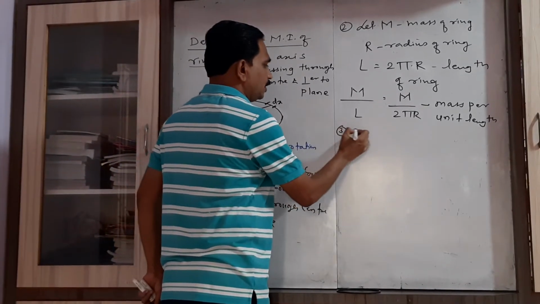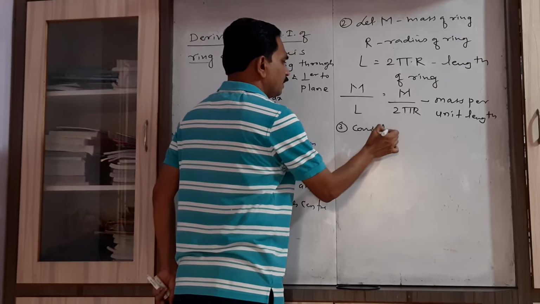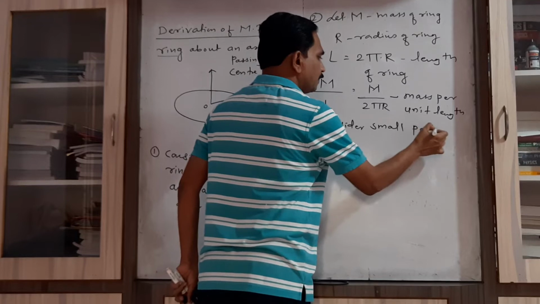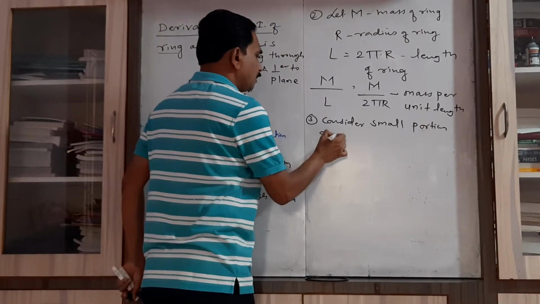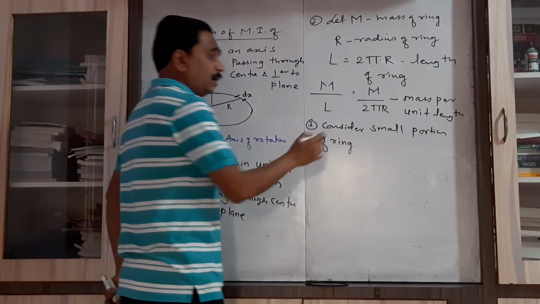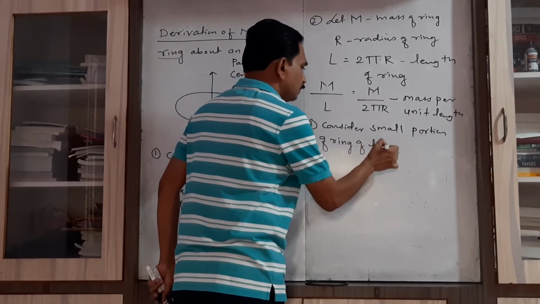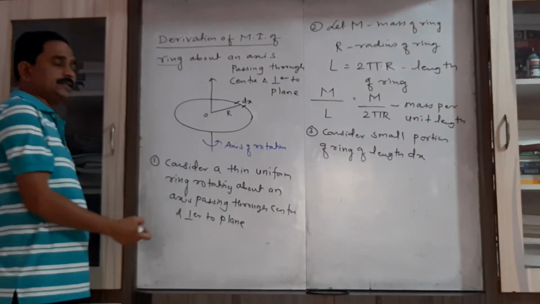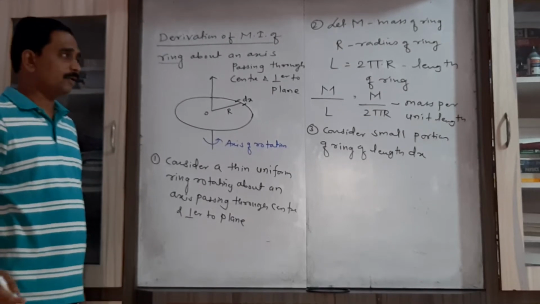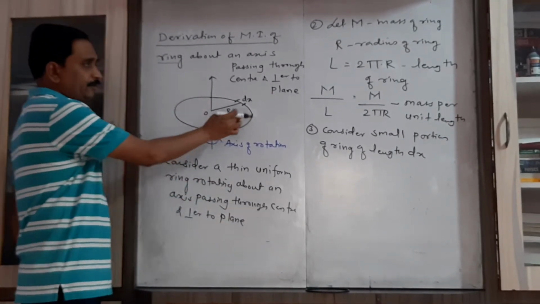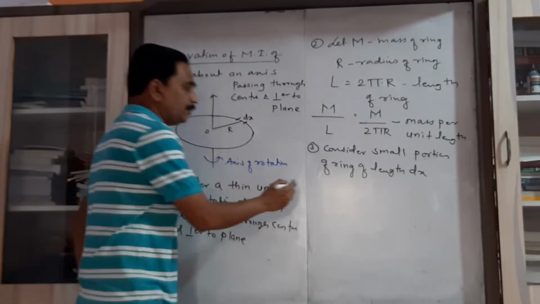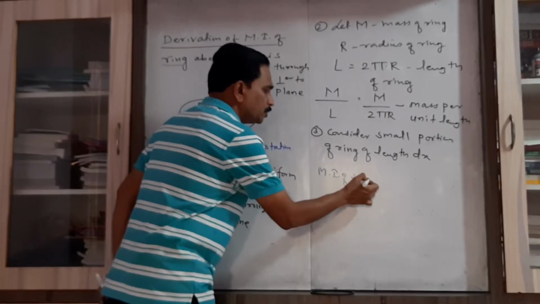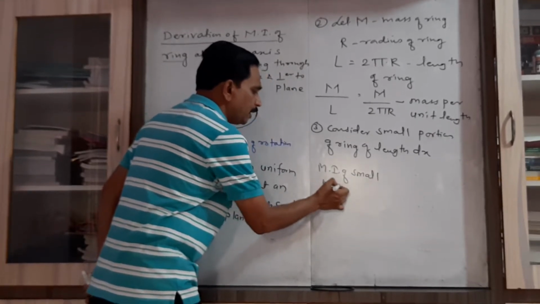What is our consideration? Consider a small part of the ring of length dx, which is at a distance r from the axis of rotation. Now in order to find the moment of inertia of a ring, first of all you have to find the moment of inertia of a small portion of the ring.